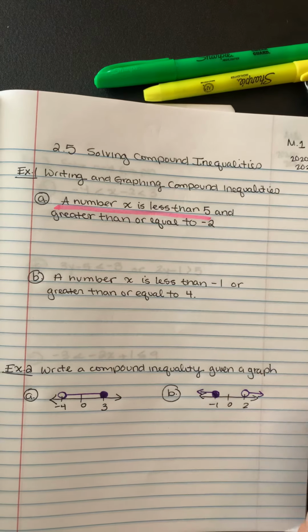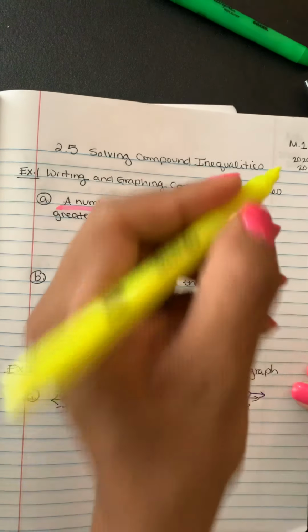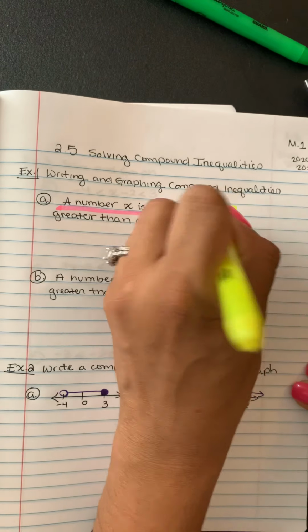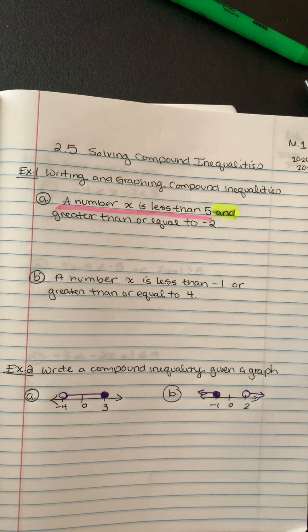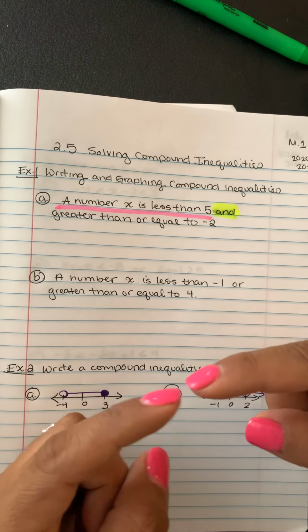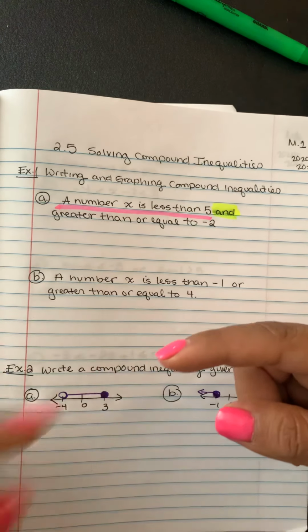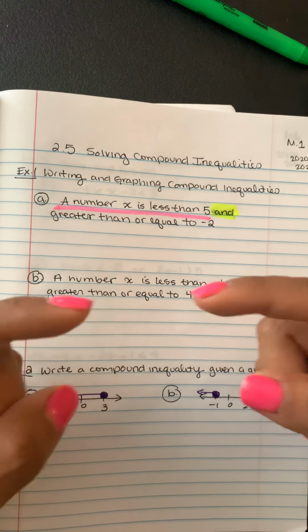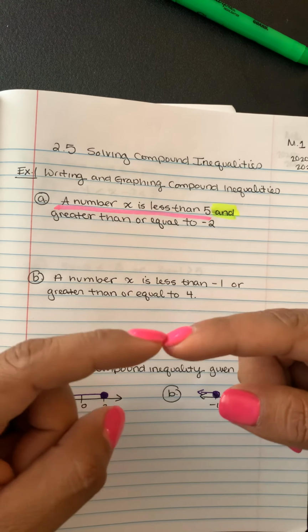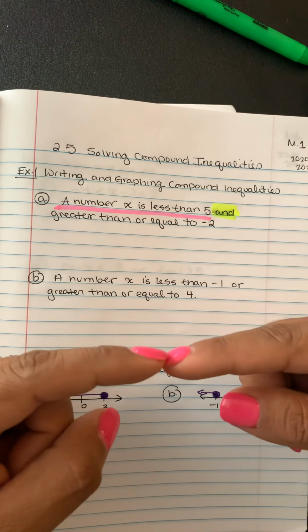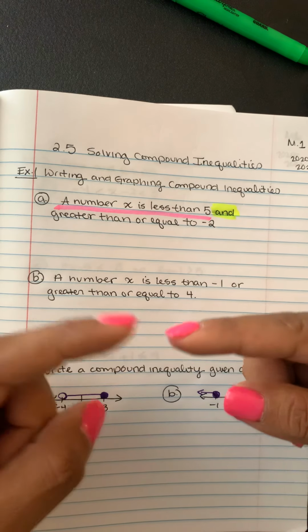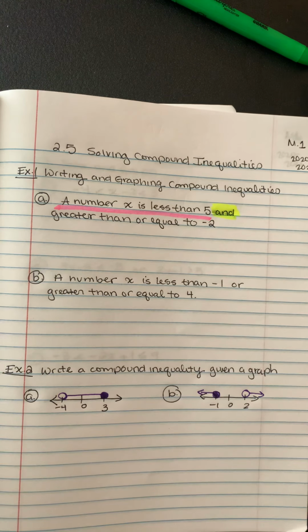Another thing that I should have talked about before is the "and." I'm going to highlight the "and." Anytime you see an "and," that means that your two inequalities are joining. So your graph is going to look like this: your points are going to connect, and your arrows are going to be going the same direction. I call this an "and" graph.